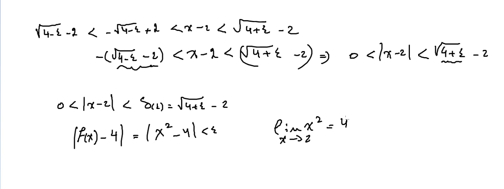And that's it. We have time. Let's do another one. Let's take another limit by definition: the limit of radical x is equal to 2 as x tends to 4. All right, let's try to solve this one together.